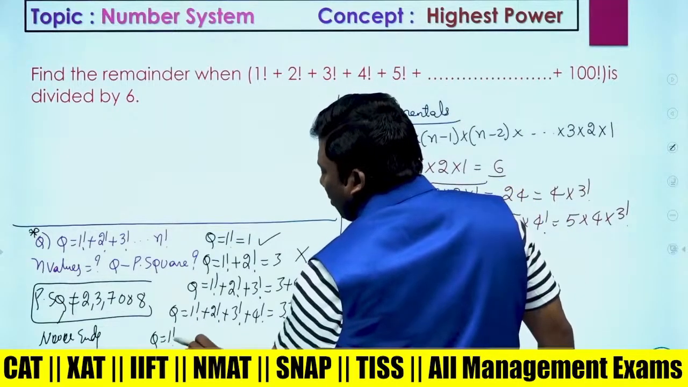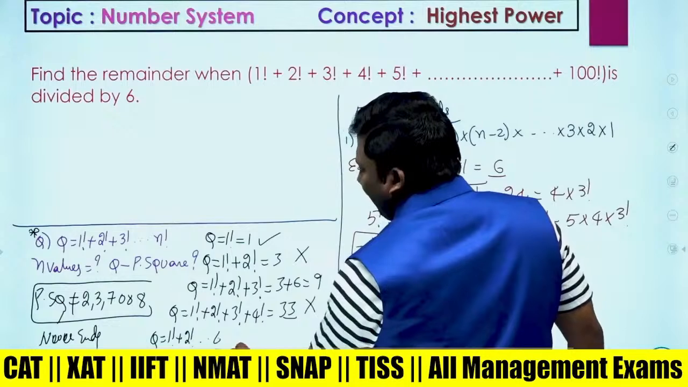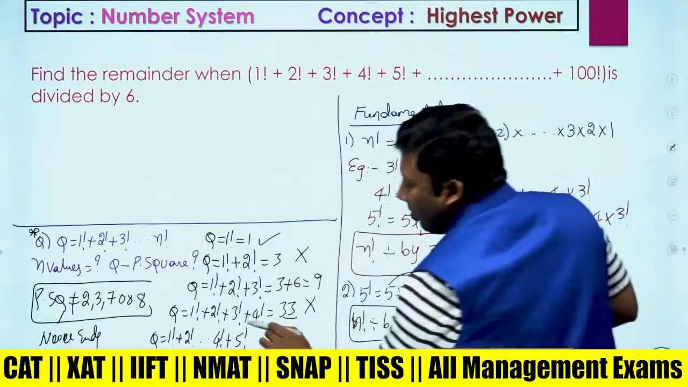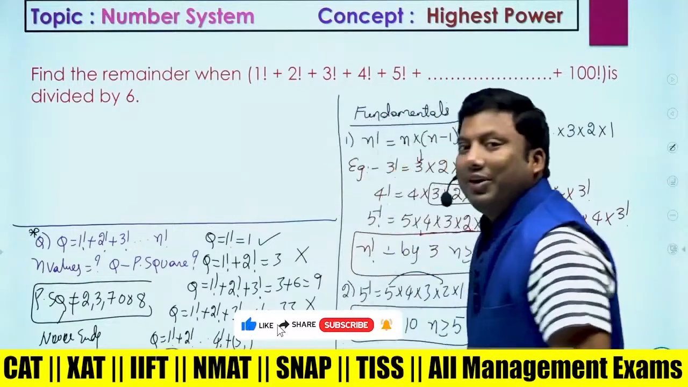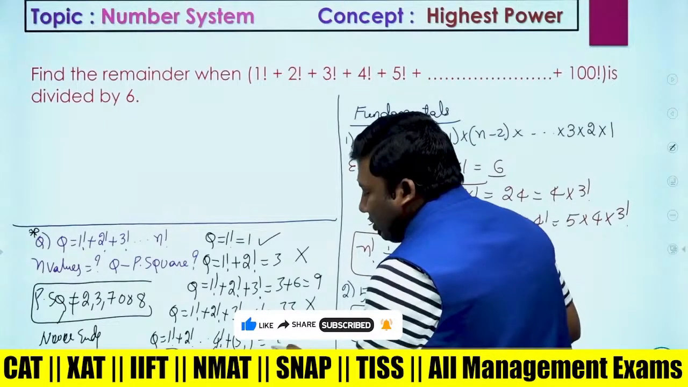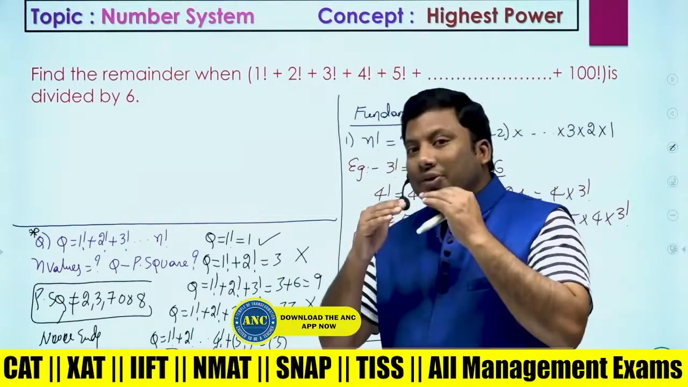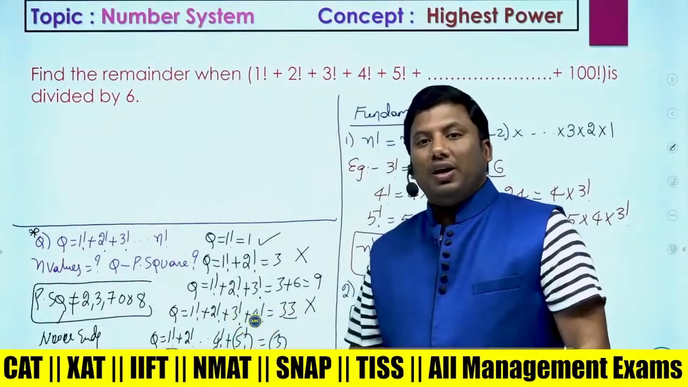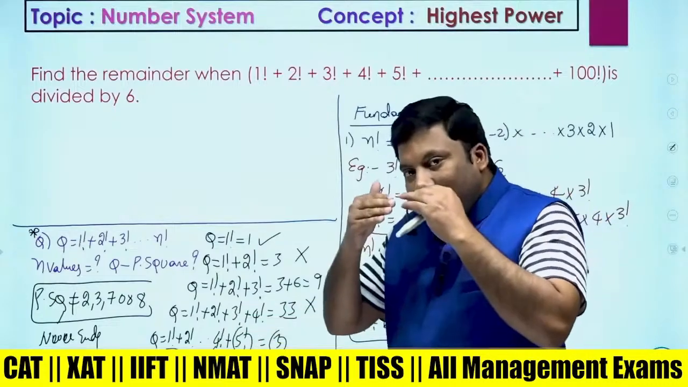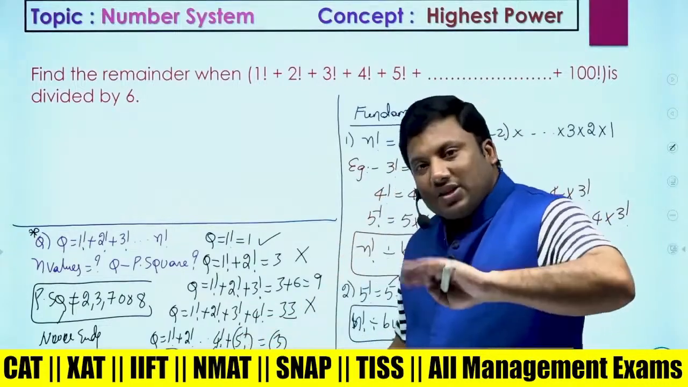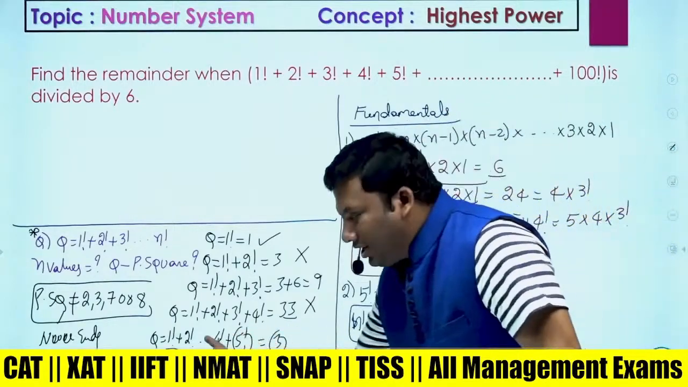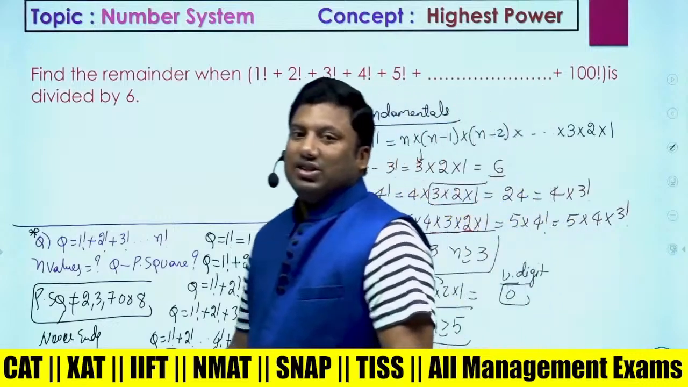5 factorial onwards, what did we discuss? Till 4 factorial, then 5 factorial. 5 factorial ends with, what is the unit digit? 0. The sum of 1 to 4 factorial has unit digit 3. 3 plus 0 is 3. That means from 5 factorial onwards, 6 factorial, 7 factorial, 8 factorial, all the numbers have unit digit 0. 0 plus 3, it is 3.